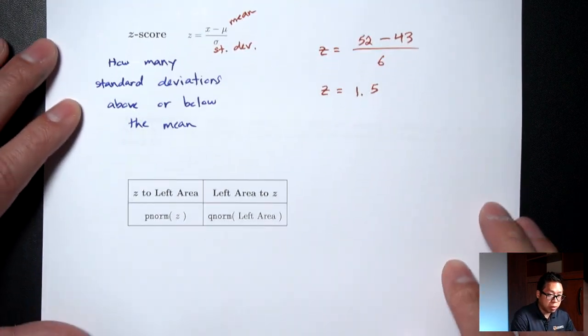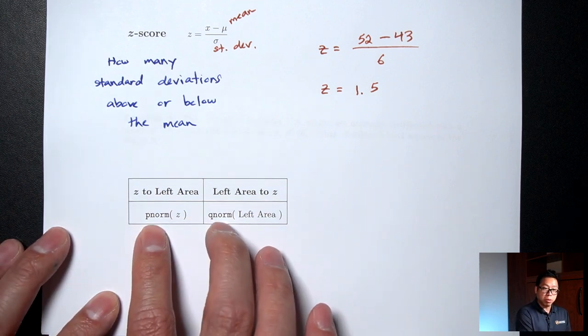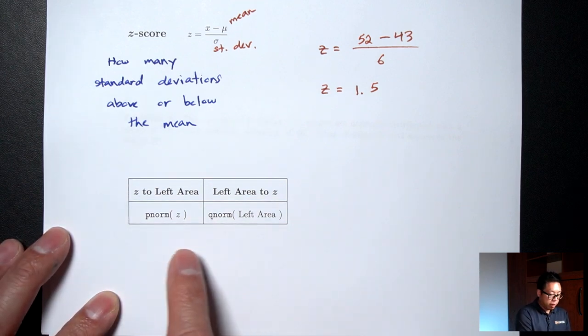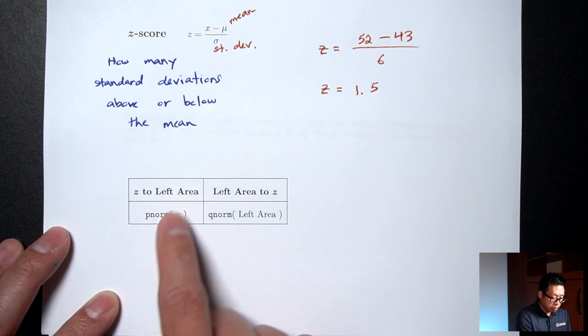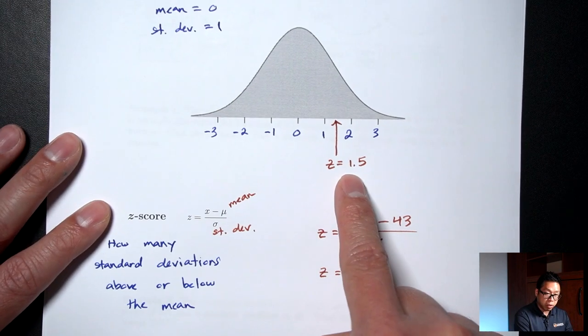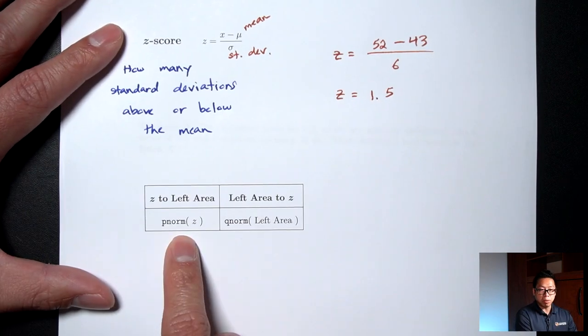Which brings me to the calculator, which is R. So in R, we're going to be using two commands, pnorm and qnorm. Pnorm is for a situation where we want to go from Z to an area. So if I know a Z, like I do here, and I want to know what area is to the left of it, I would be using pnorm.